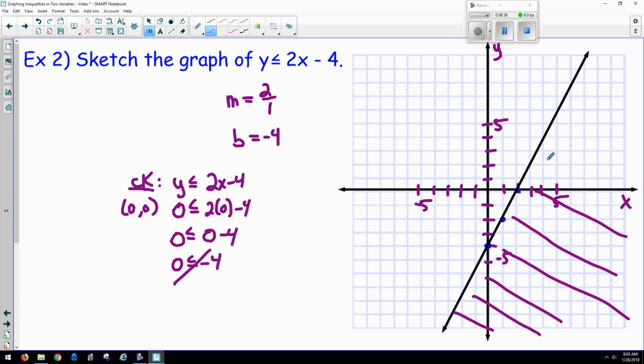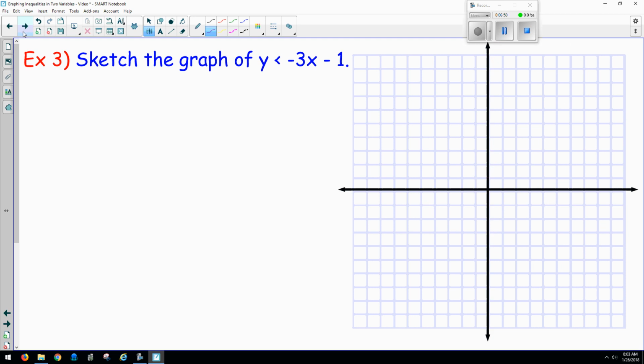This is the graph. So every single ordered pair that falls in this shaded region and on the line is part of this graph. And that's how to graph inequalities. Here's one more for you to try on your own, and we'll continue talking about this in class.